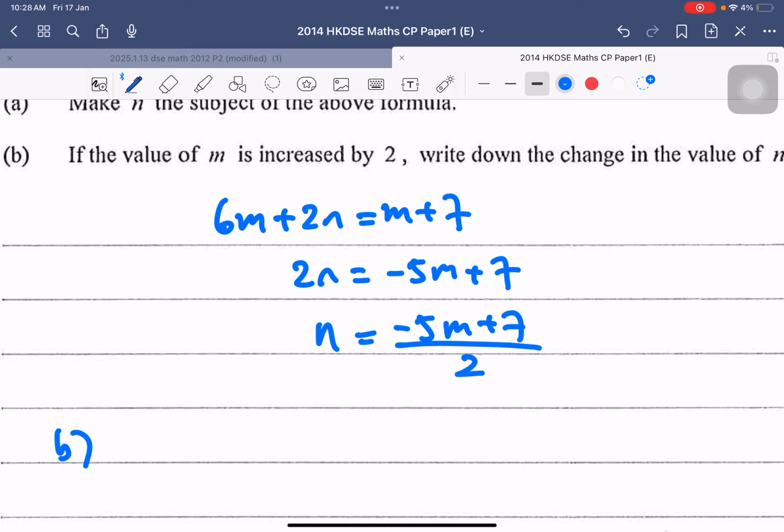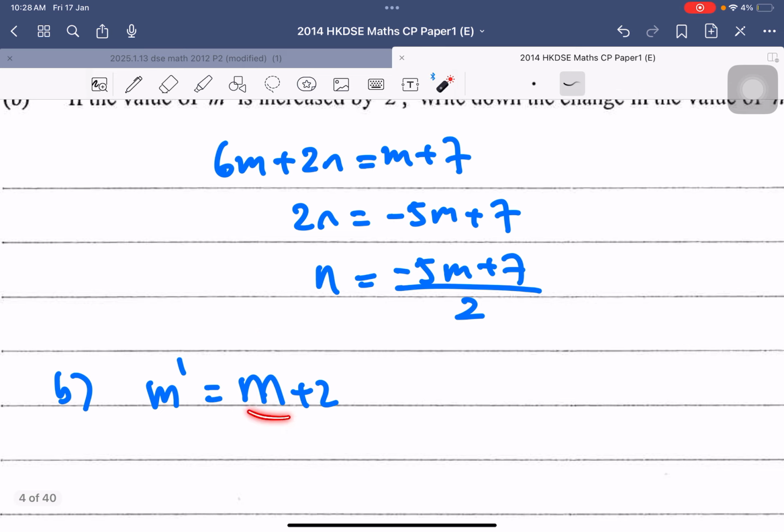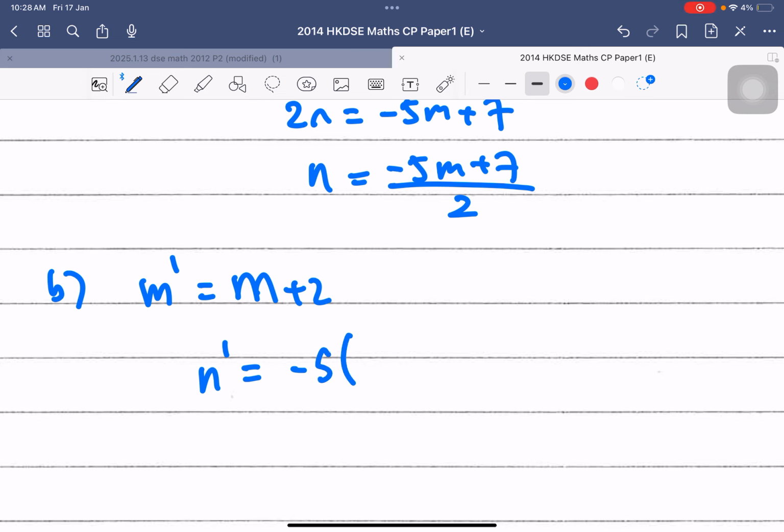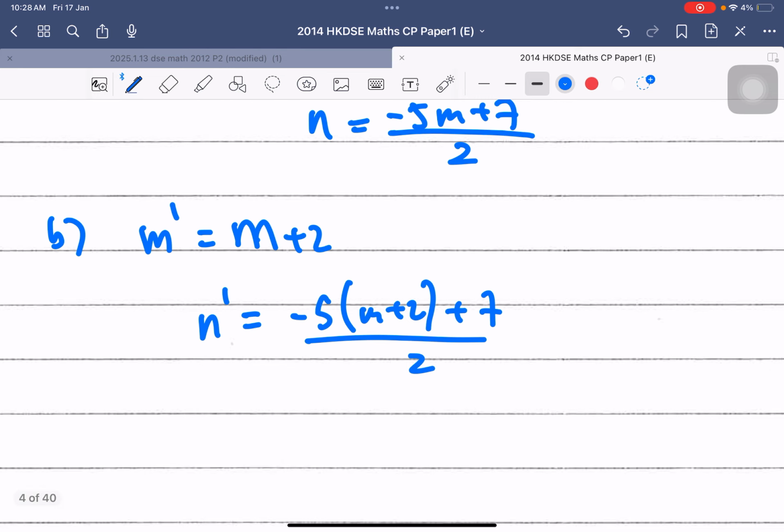Okay, so for part B, if m is increased by 2, then what is the change of n? So the new m is equal to the old m. Increase means plus. So you just substitute this number into here, isn't it? Then we have the new n is equal to negative 5 times m plus 2, plus 7, divided by 2. Is this okay? And now I expand the bracket. So I have negative 5m minus 10 plus 7, divided by 2.